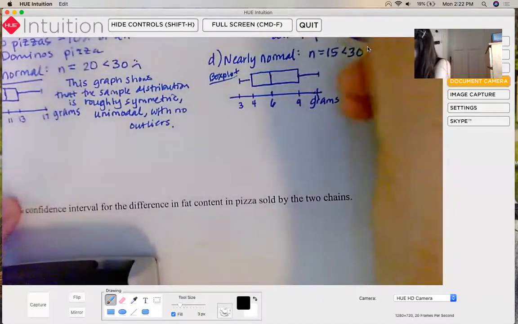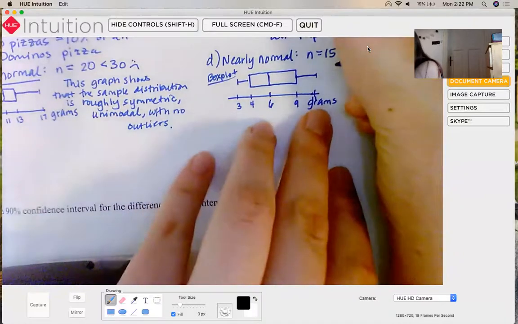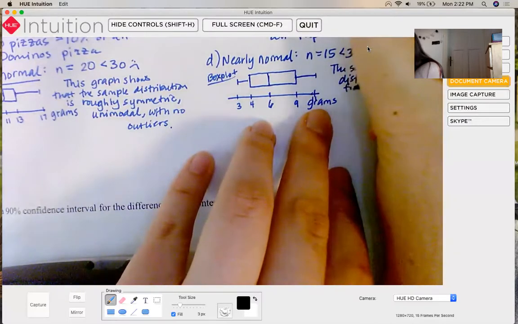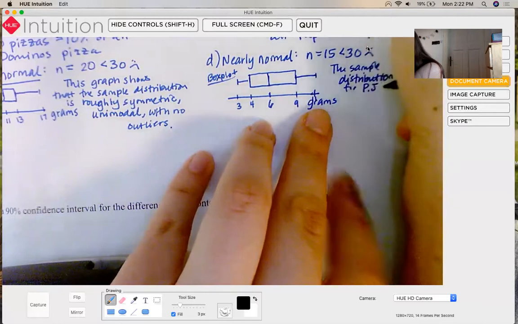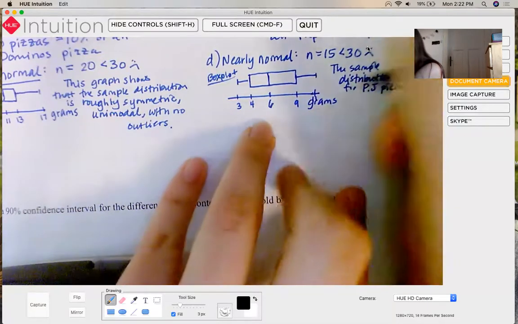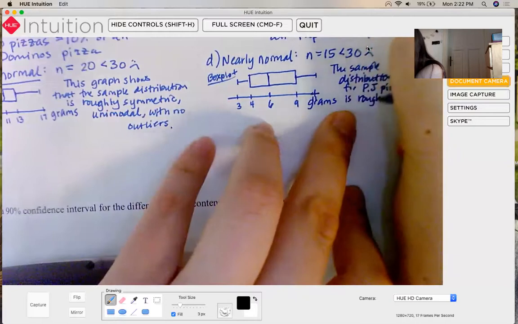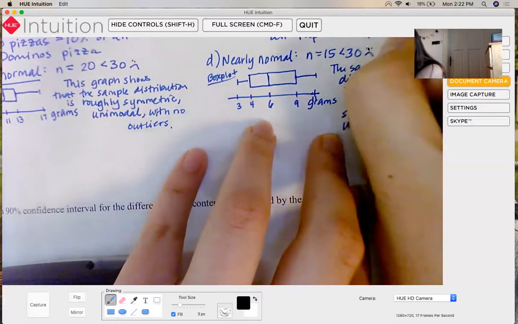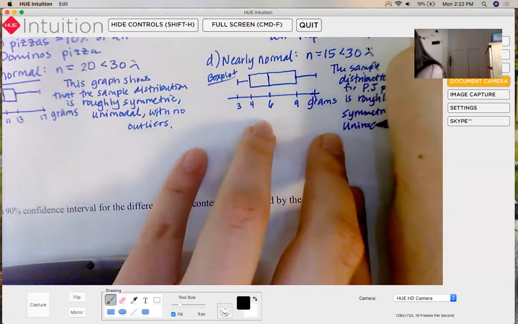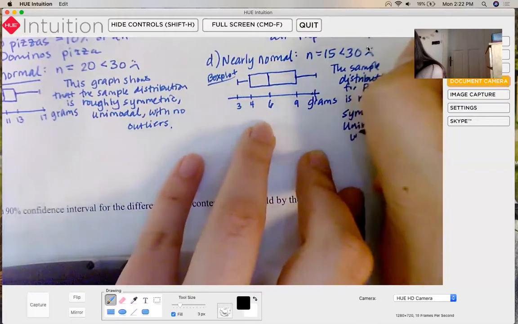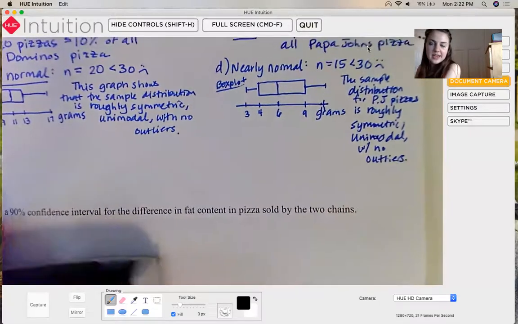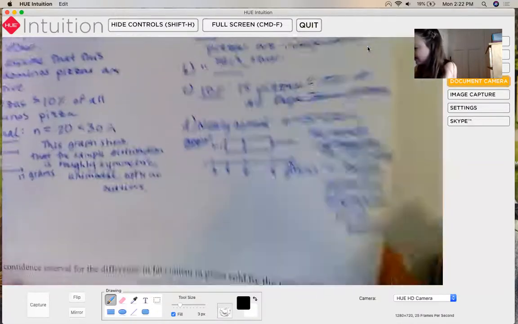So I'm going to say the same, okay? So the sample distribution for Papa John's pizzas is roughly symmetric, unimodal, we think, with no outliers.